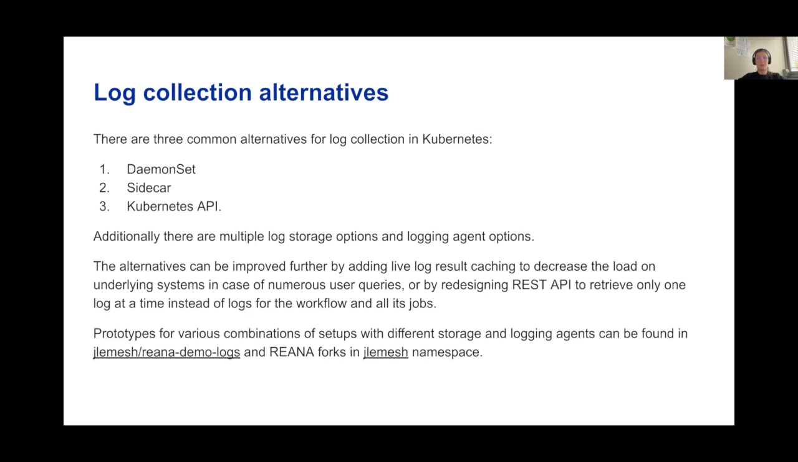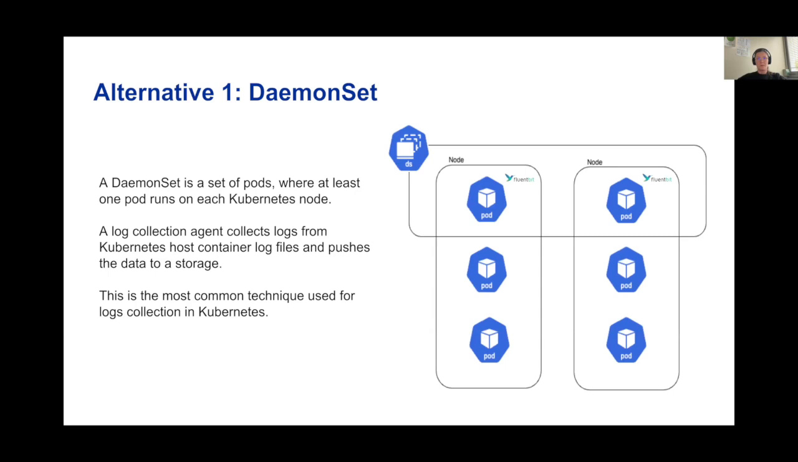So I've created prototypes for various alternatives with different storages and different logging agents for evaluation. And the code can be found in GitHub repositories, which links are provided at the bottom of the slides. And the first alternative is daemon set.